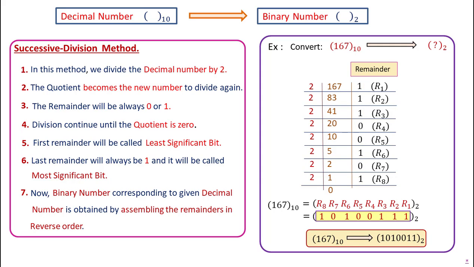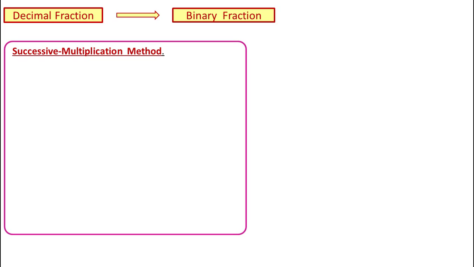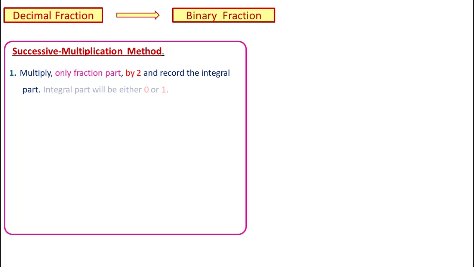Now, we will learn how to convert a decimal fraction into a corresponding binary fraction. To convert a decimal fraction to a binary fraction, we use the successive multiplication method. In this method, we follow these steps. First, multiply only the fraction part by 2 and record the integral part. The integral part will be either 0 or 1.